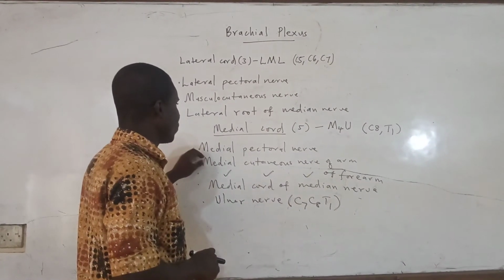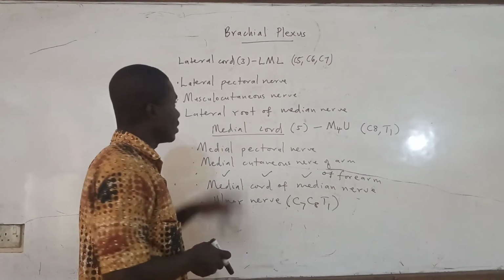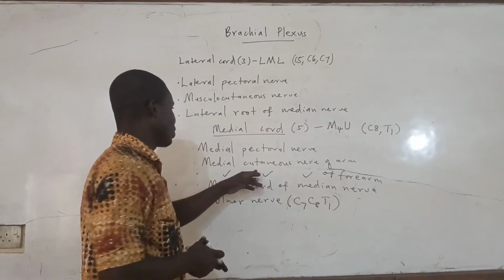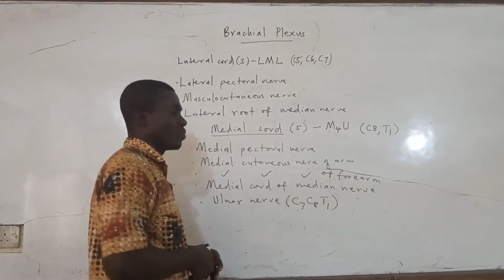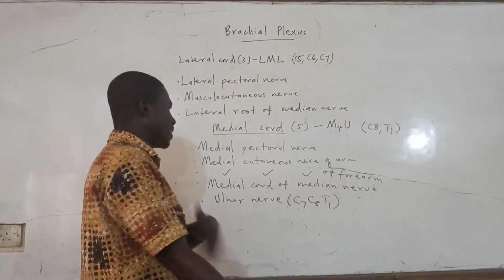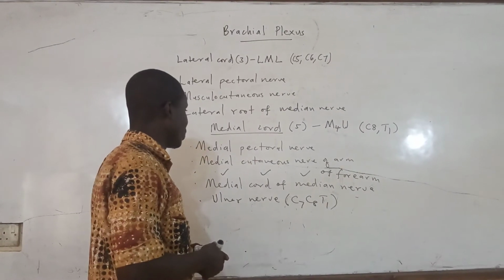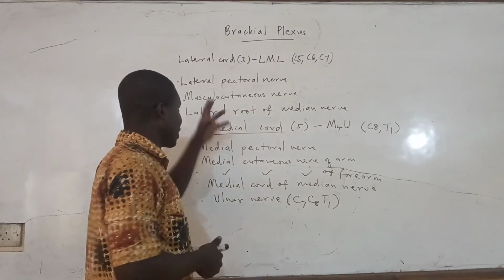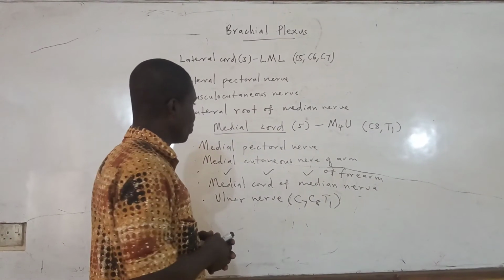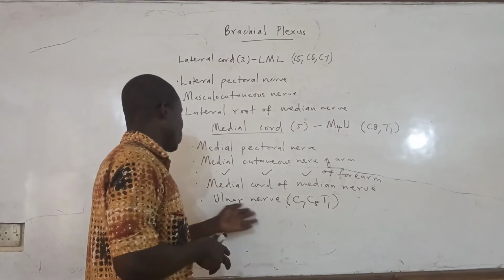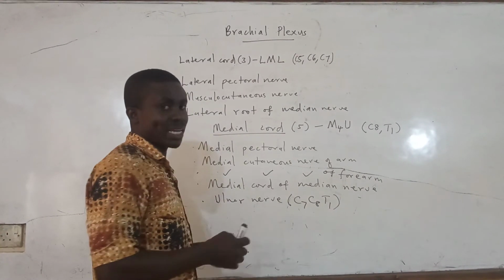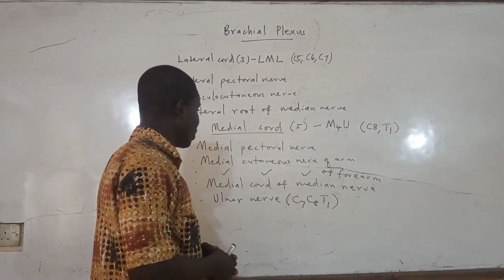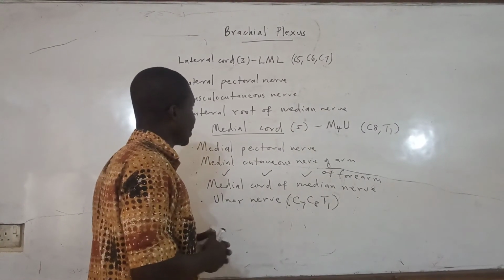Medial pectoral nerve will, of course, supply the pectoralis major. Medial cutaneous nerve of arm and forearm will supply the skin, giving sensation to the medial aspect of the skin of the arm and forearm. And then the medial cord, as well as the lateral, will contribute to form the median nerve. Yes, of course, we know the ulnar nerve will actually supply most of the flexors of the anterior compartment of the forearm. That's what we find.